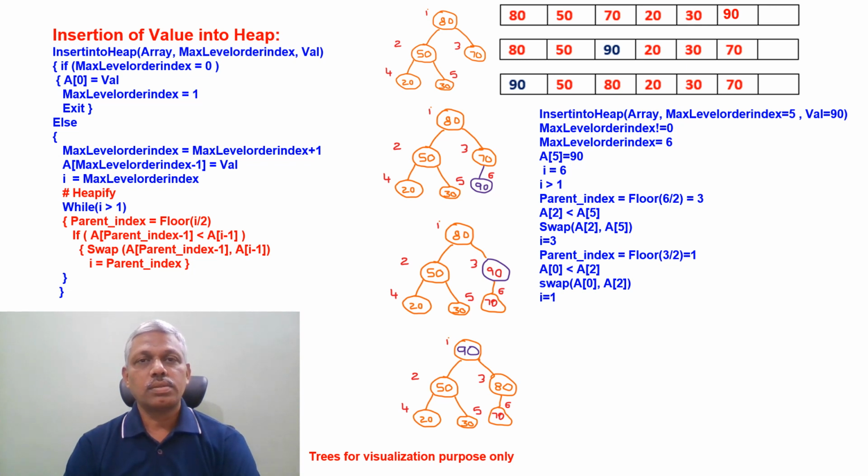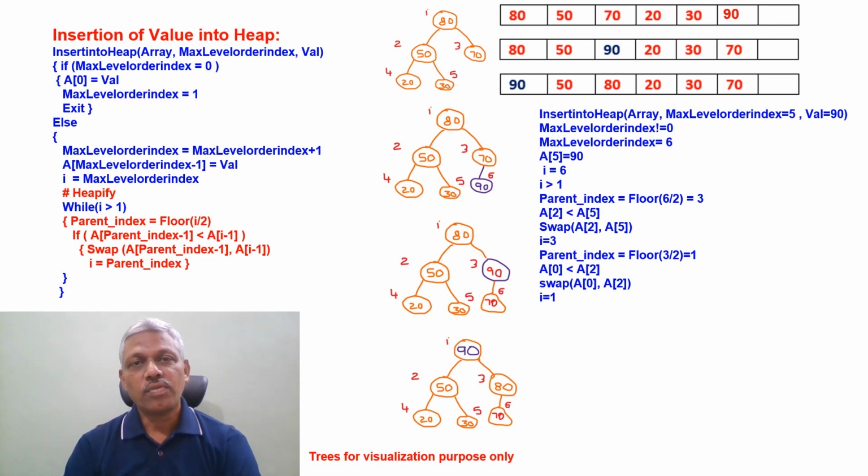But the addition of this may violate the conditions of the heap. We need to move this element to its corresponding location that satisfies the heap conditions. So for this purpose, by taking I as an index for max level order index, we are heapifying up. How do we do this?